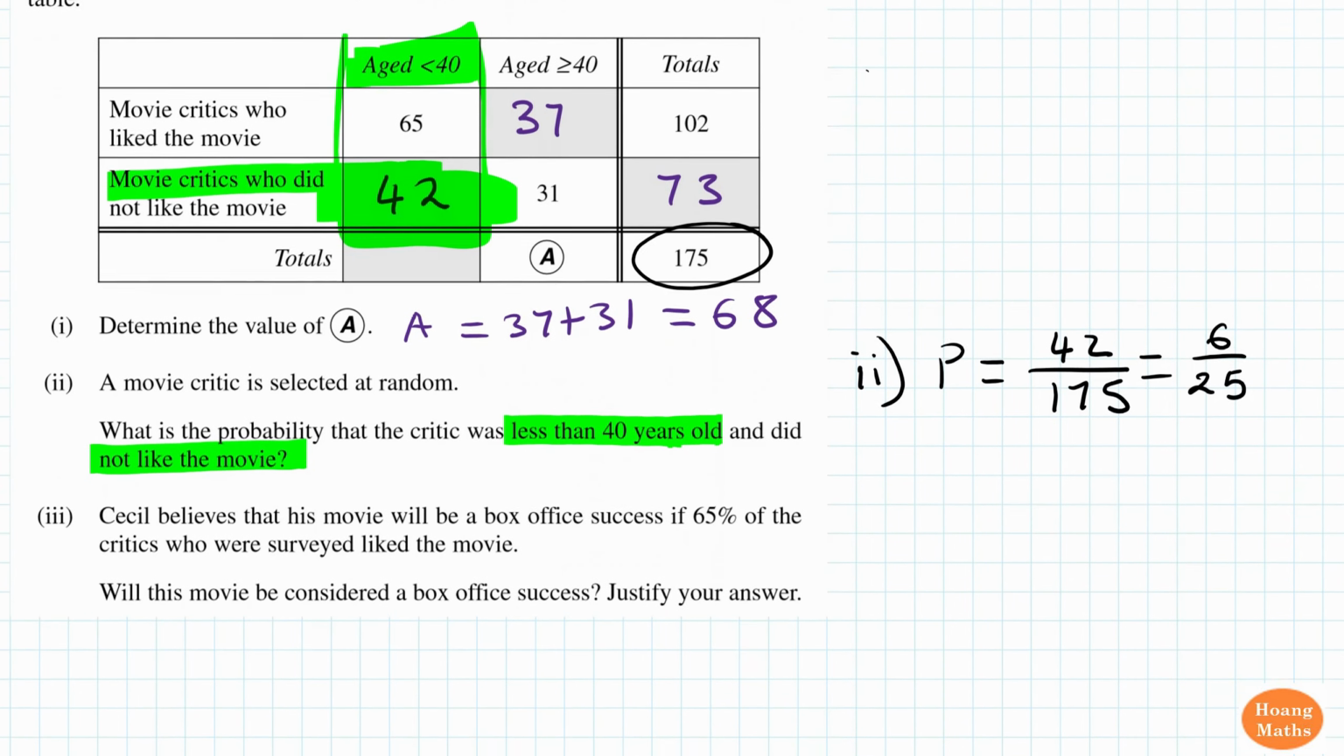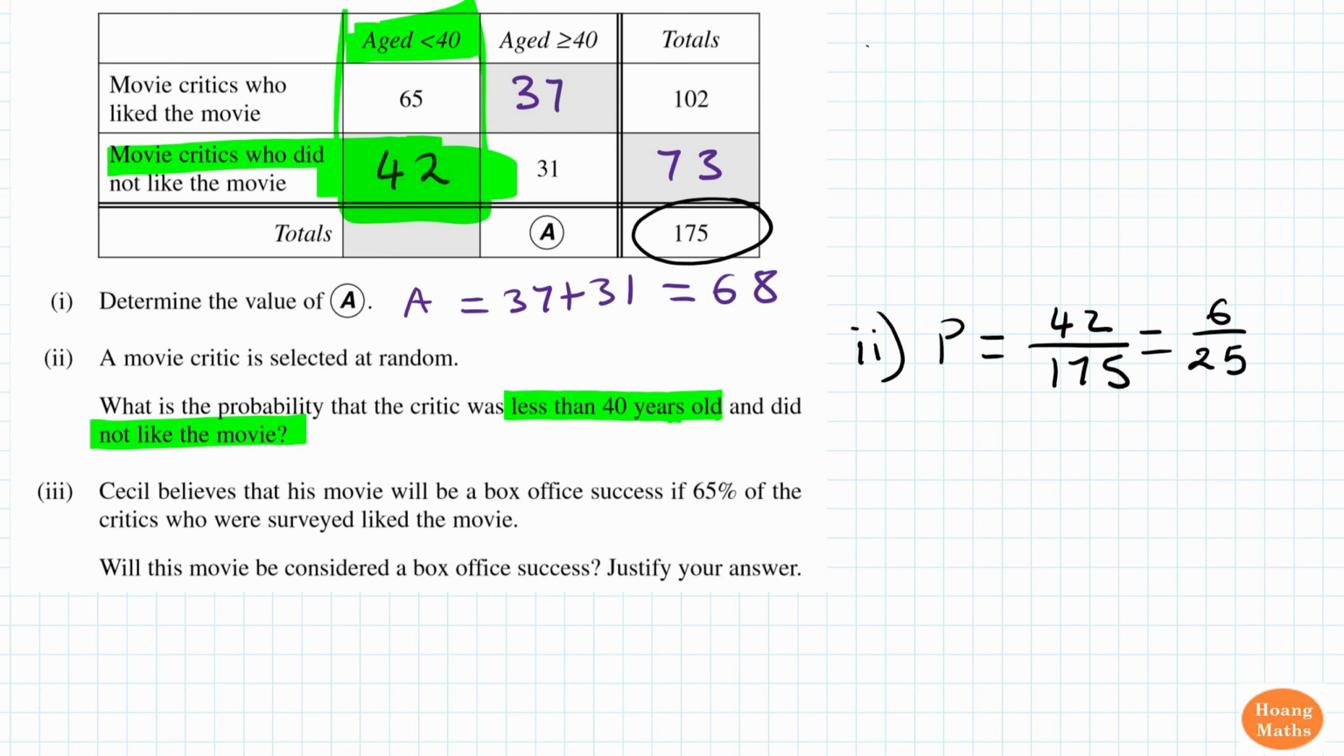Now, let's move to part 3. Cecile believes that his movie will be a box office success if 65% of critics who were surveyed liked the movie. Will this movie be considered a box office success? Justify your answer. Justify your answer means you have to do mathematical calculations.